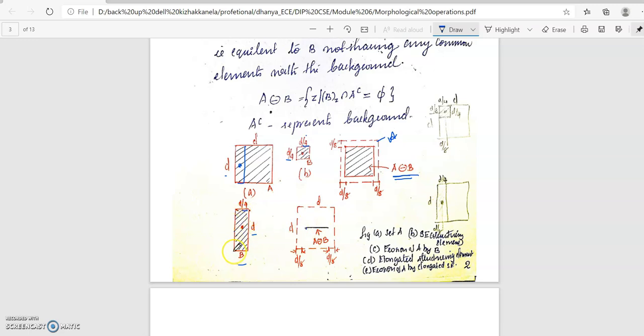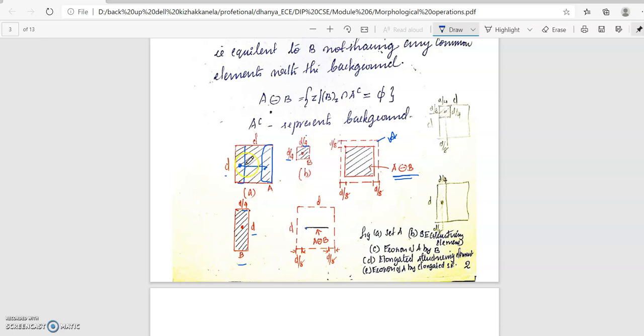A point D by 8 inward, when you place it as the center, B will be fully contained in A. So I can select this point. Similarly, I can select all the points up to D by 8, because if I place it here, again it will be fully contained in A. So I can select all the points till D by 8.